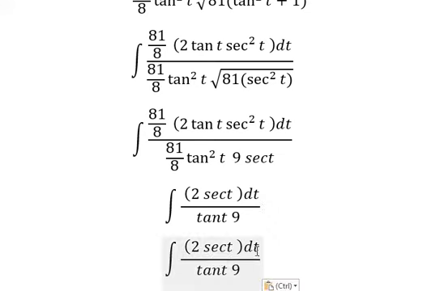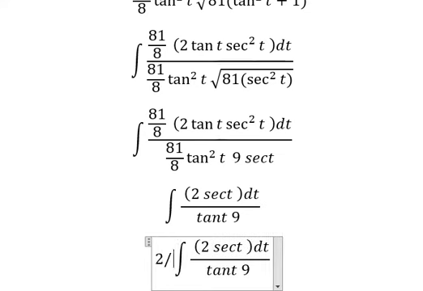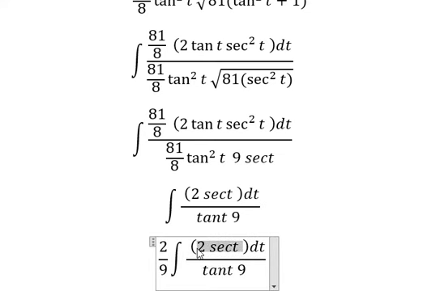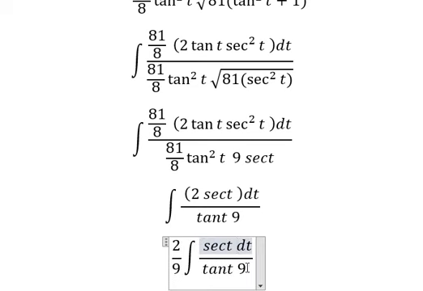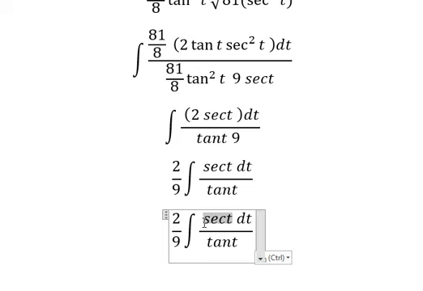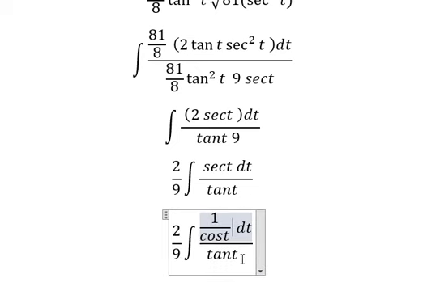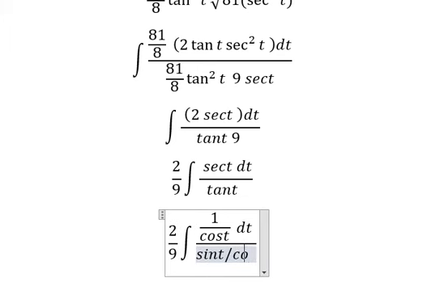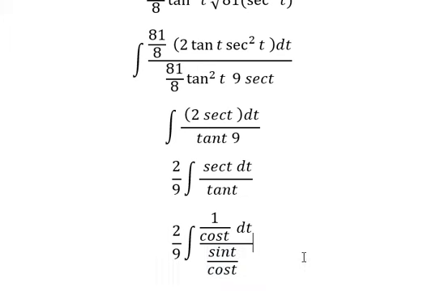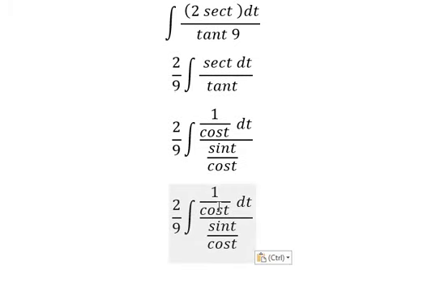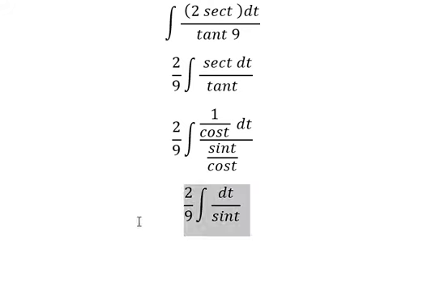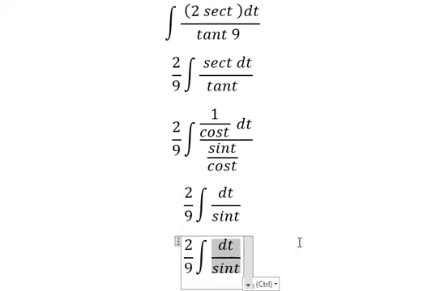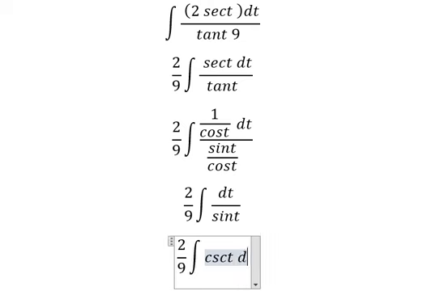So I will put number 2 and number 9 go outside. This one we change by 1 over cosine t. Similar for this one, this one we change by sine t over cosine t. Now we need to simplify cosine t. And this one we have cosecant of t dt.